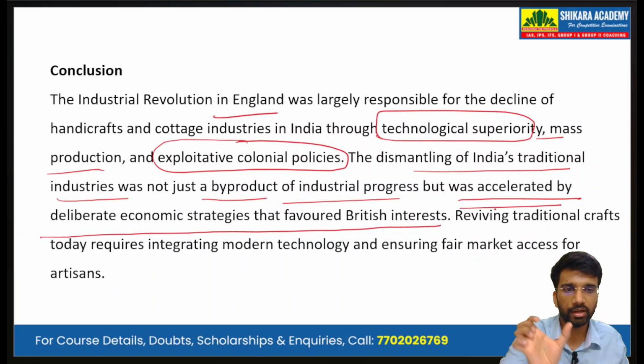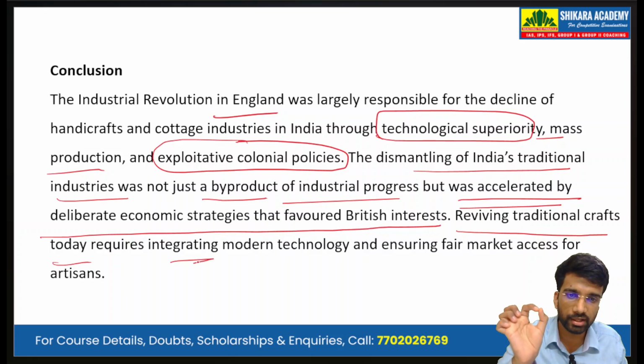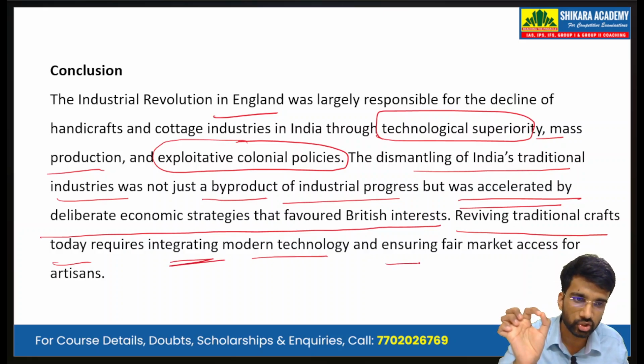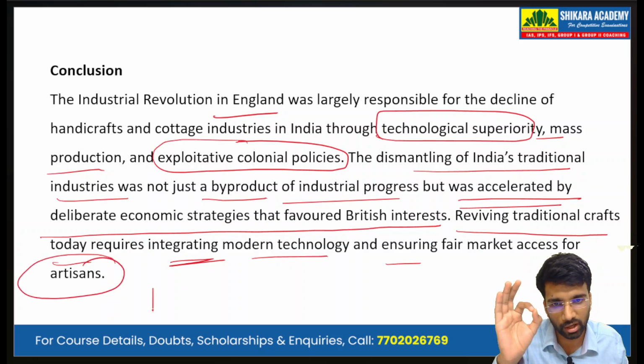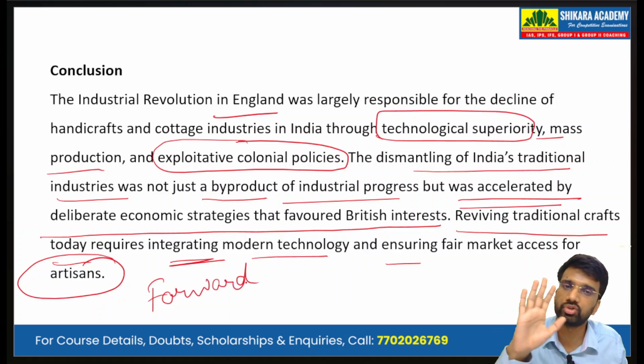Writing a forward-looking line now: reviving traditional crafts today requires integrating modern technology and ensuring fair market access for the artisans. So this is our forward-looking line, or the way forward, in the conclusion.